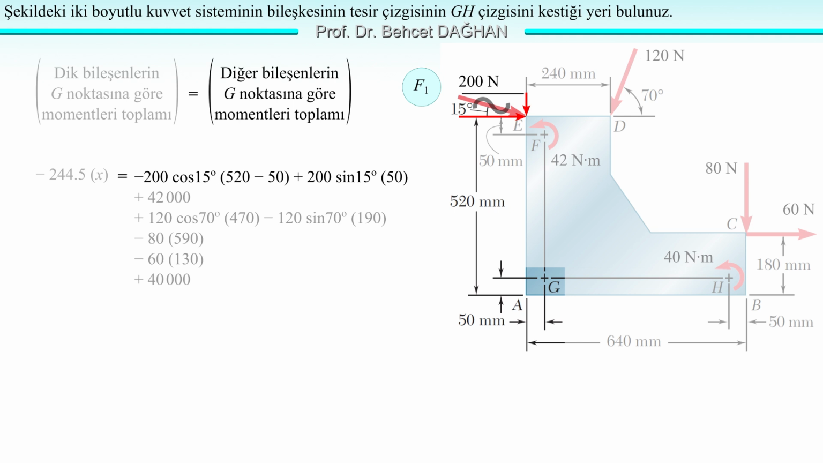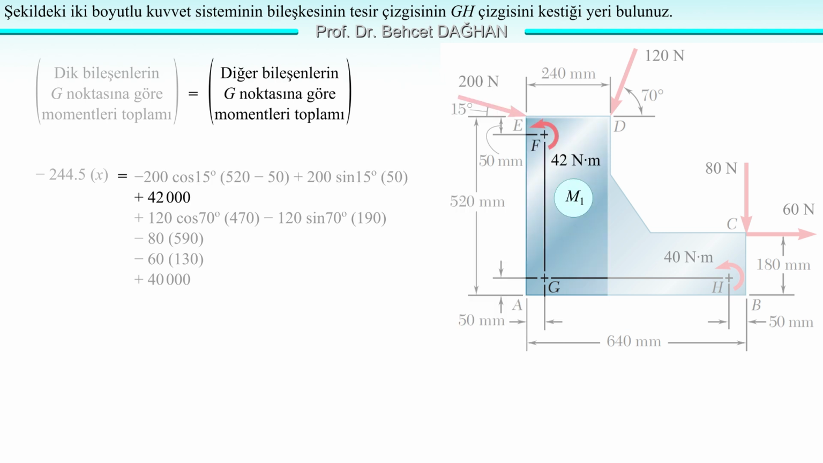Let's start with F1. When finding the moment of a 200 newtons force about point G, we use Varignon's theorem once again. We resolve the force into its horizontal and vertical components, and add the moments of these components. The horizontal component of the force is 200 times cosine 15, which creates a clockwise moment. Therefore, it creates a negative moment. The moment arm is 520 minus 50. The vertical component is 200 times sine 15, which creates a counterclockwise moment. The moment is positive. The moment arm is 50 millimeters.